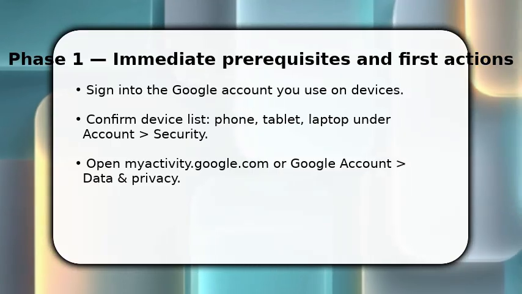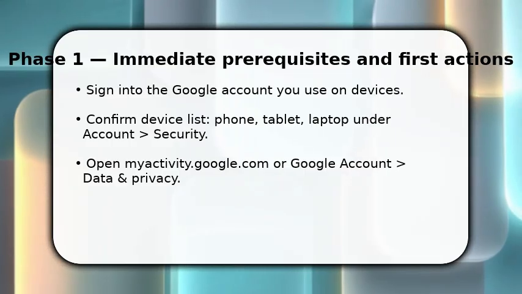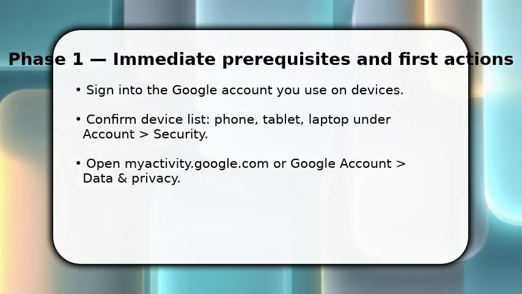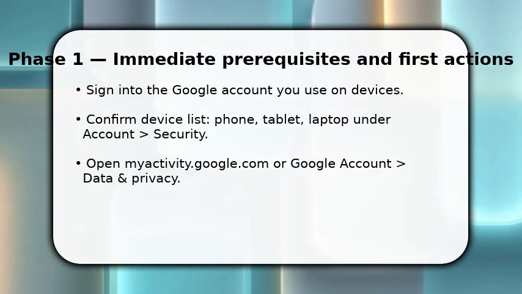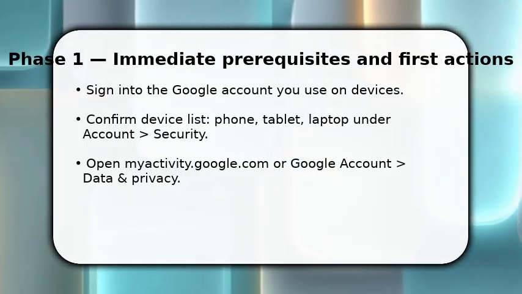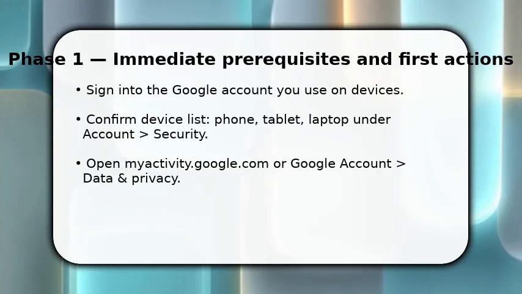You start by signing into the Google account that tracks your devices. This ensures changes apply to the right profile. Next, check account security to confirm which devices are listed, because you may need to remove a device later.